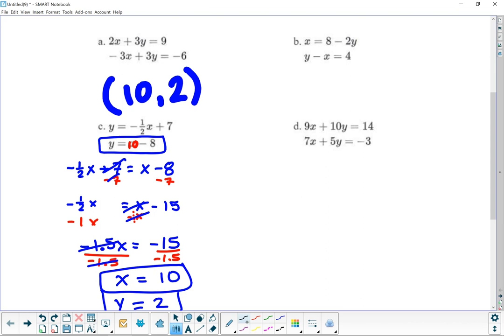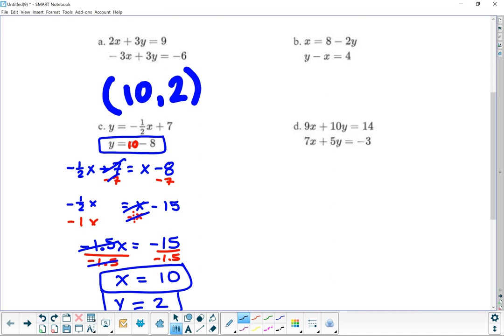Okay, D. If you look at both of these, they're both solved. Actually, they're both not solved. They're both in standard form, which means you're going to use the elimination method to try to cancel one of them out. If you look at the x's, they don't look very similar. They don't look like you can turn them into each other anytime soon. But if you look at the y's, it actually looks a lot simpler. You can turn the 5 into a 10, right?